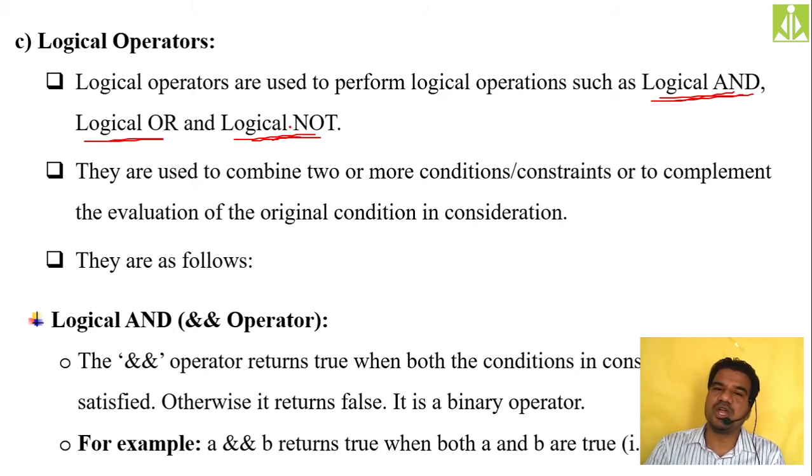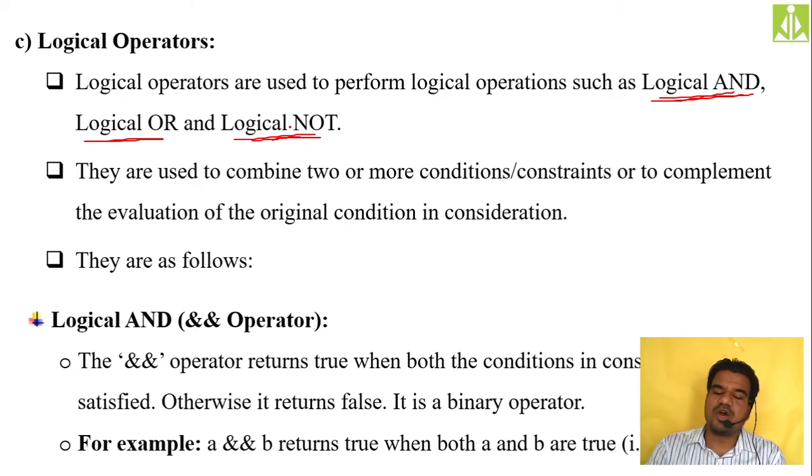Opposite means to get the complement. Suppose you are getting true at a particular condition, and you want false over there. Simply, we have to complement that one. So not only to combine the conditions, but also to get the complement of the condition, we are using these logical operators in your control structures.